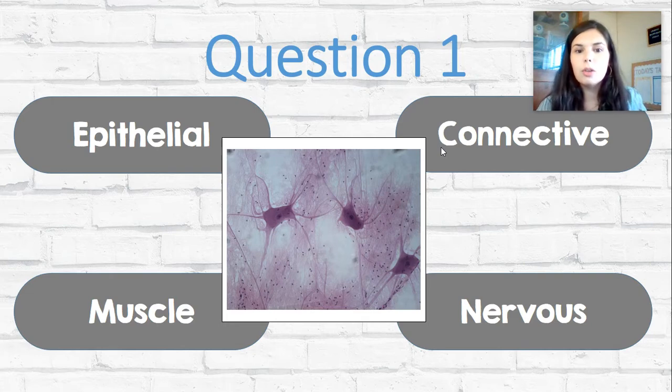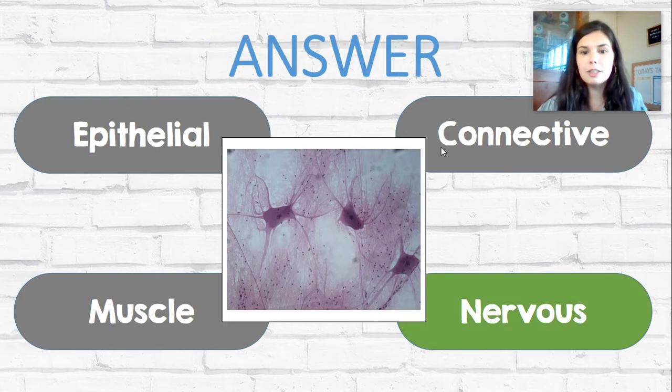Okay, so notice what it looks like. Are there any defining features that you notice that make you realize what kind of tissue it is? So go ahead and either hover your mouse or hover your finger over the answer that you think it is. Okay, 5, 4, 3, 2, 1. The answer is nervous tissue.